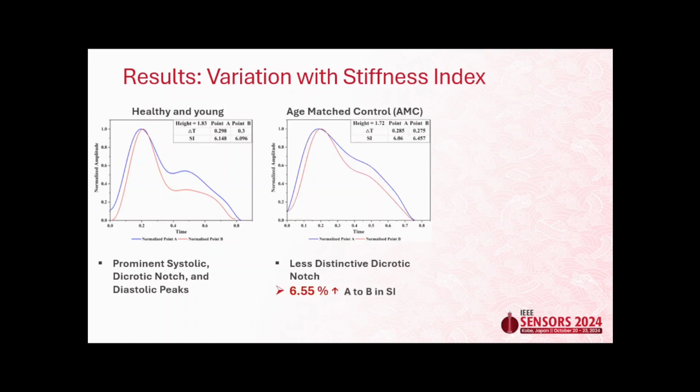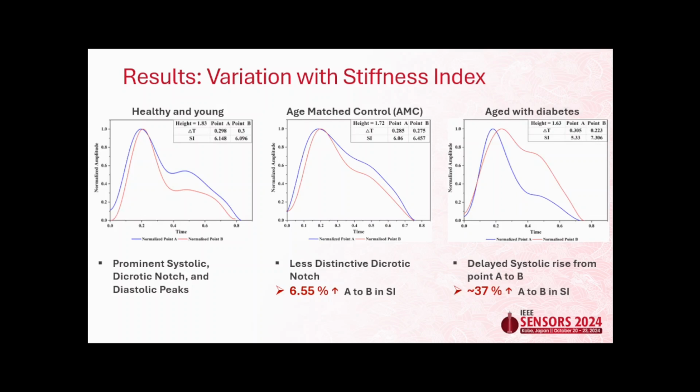In the second figure, the graph is shown for the age-matched control, that is, healthy people above 40 years. We can see that the dicrotic notch is less distinctive than in the healthy and young person. Also, there is a 66.55% increase from point A to B in the stiffness index value.